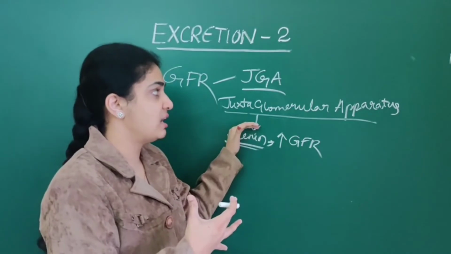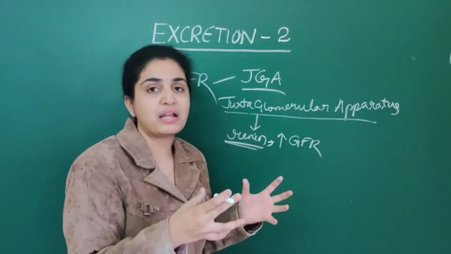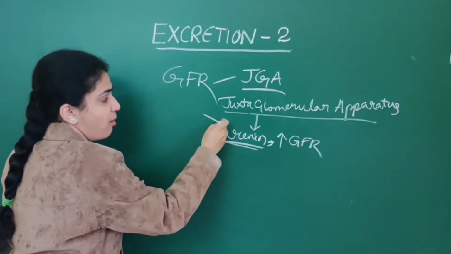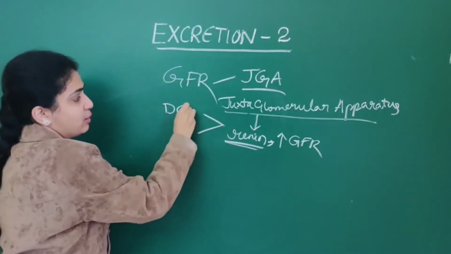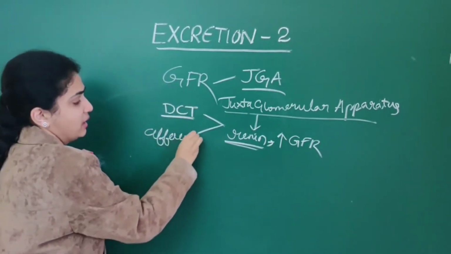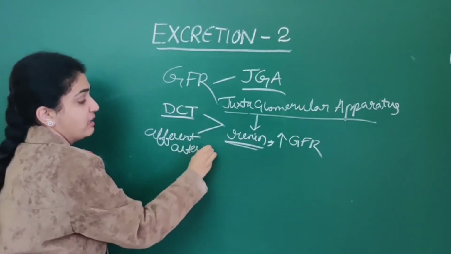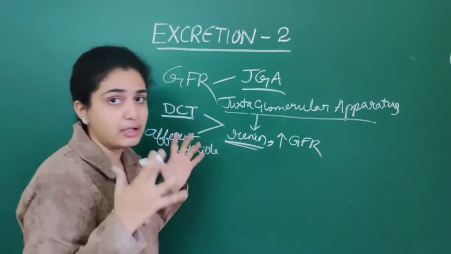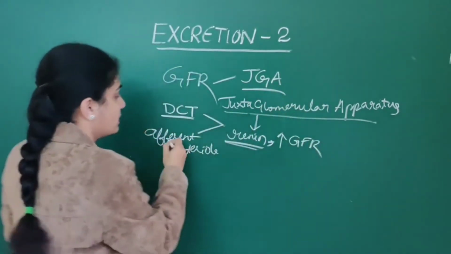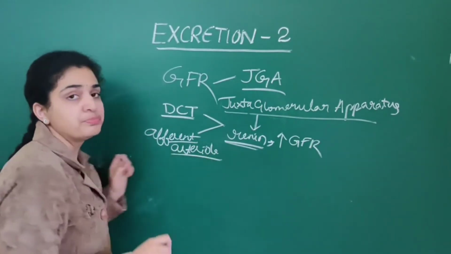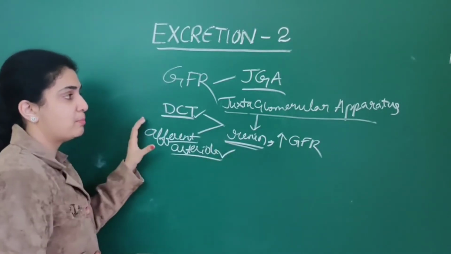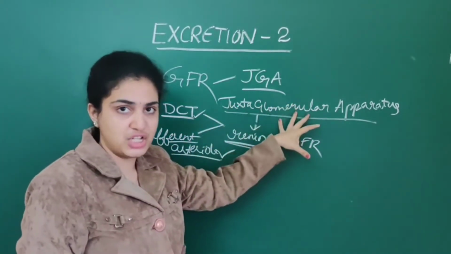And this JGA, that is juxtaglomerular apparatus, is formed by the distal convoluted tubule, that is DCT, as well as the afferent arteriole. Afferent, not efferent. Afferent, I told you, means from different organs to the nephron. That is called the afferent arteriole, as well as the DCT also. Both these two play an important role in formation of JGA.